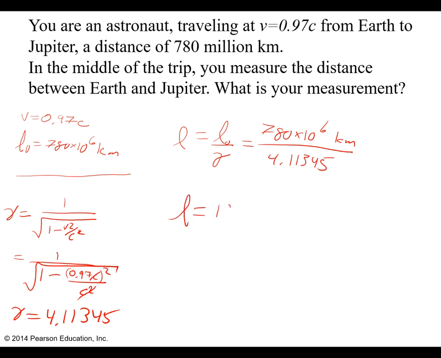And that gives you a length of 190 million kilometers. Basically, from your point of view, because you're traveling near the speed of light, it appears as if the distance between Earth and Jupiter has been cut to 1/4 of the actual distance. Okay, so that is going to be your measurement of the distance between Earth and Jupiter.